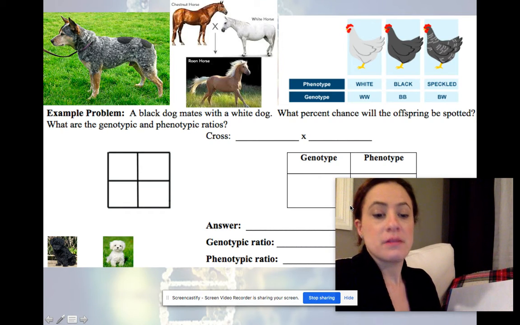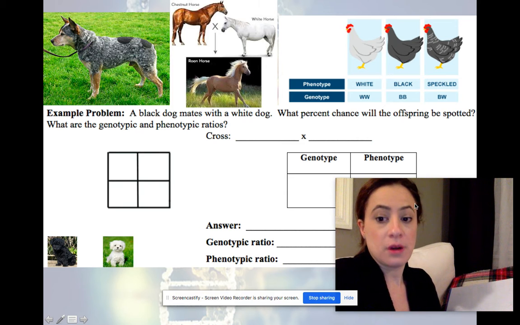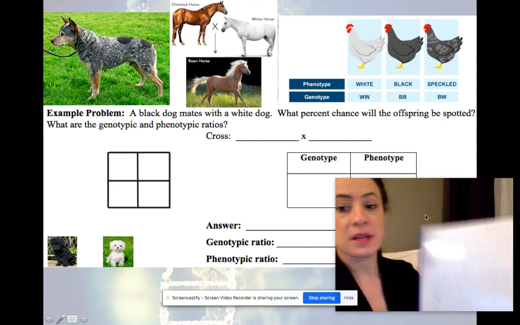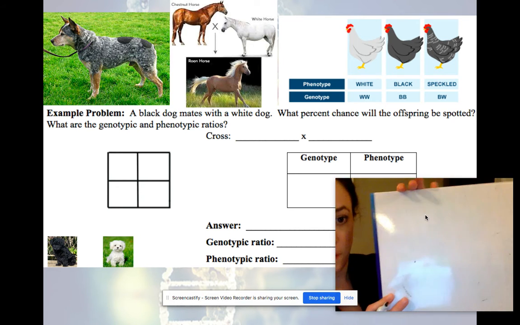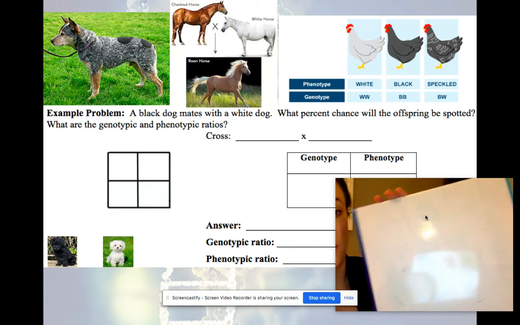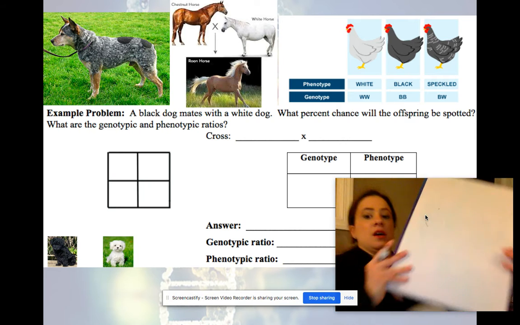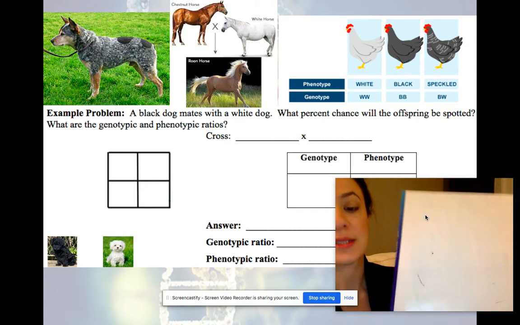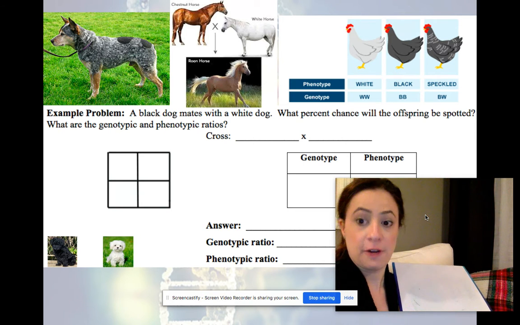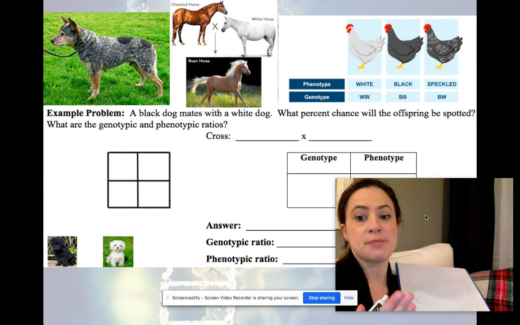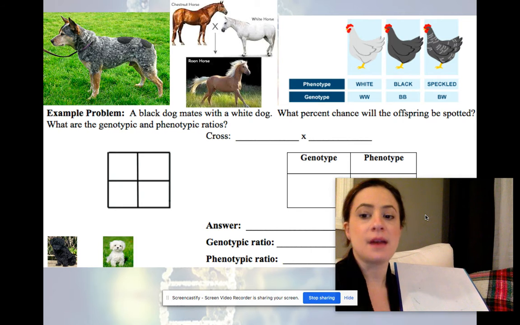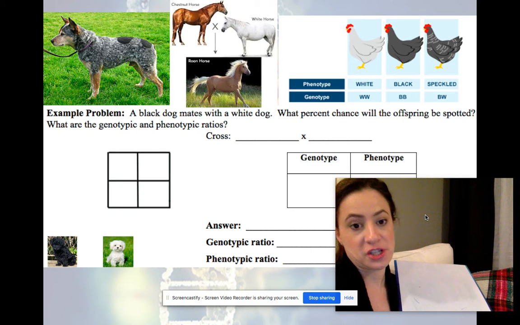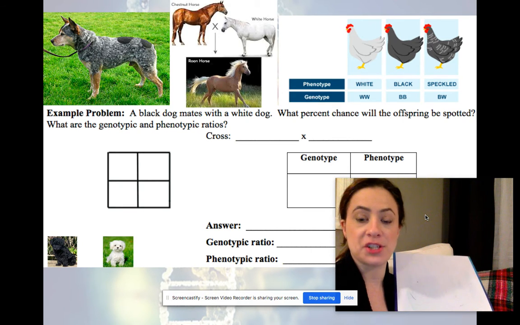So now let's do a cross. Let's do a problem. In the problem, it says a black dog mates with a white dog. What percent chance will the offspring be spotted? This is an example of codominance. It says spotted because there will be both black hairs and white hairs. What are the genotypic and phenotypic ratios?